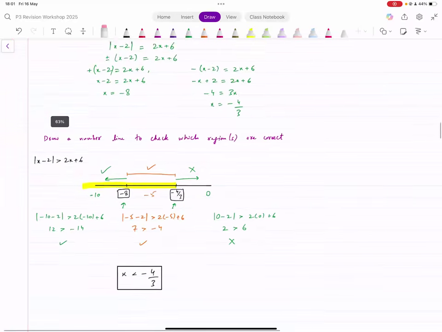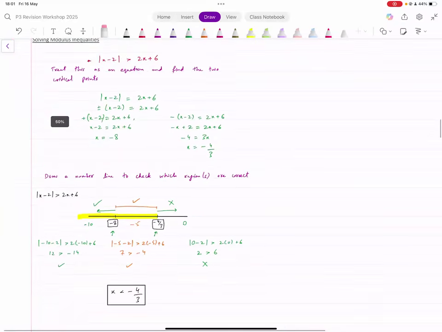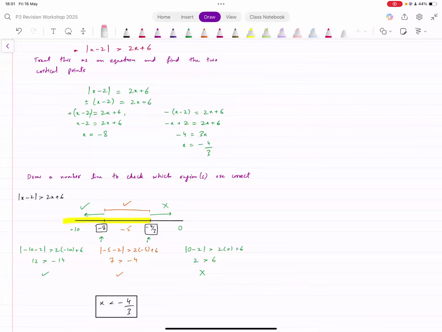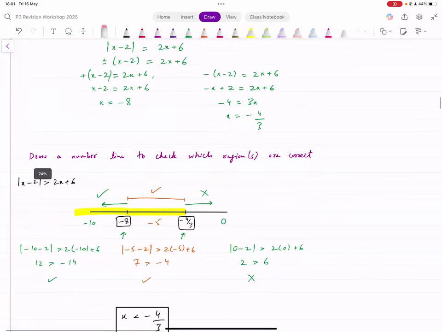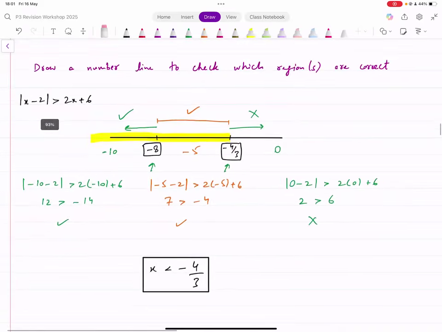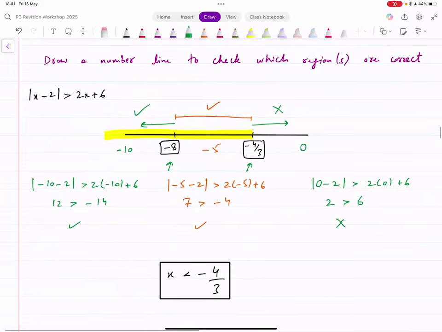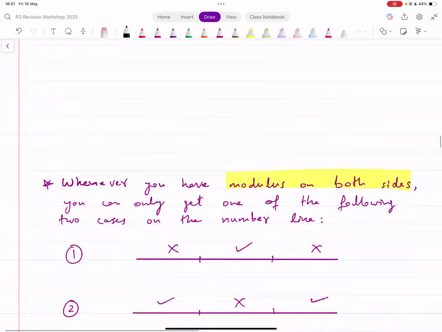So that's the process that we follow for solving modulus inequalities. We treat them as equations, solve that equation, draw a number line, take one number in each of the 3 regions that we've got, input them in the original inequality, and see which ones satisfy. The one that satisfies, that means that region is correct. And the ones that don't satisfy, that means that those regions are not correct. And based on that, you write down the solution of that inequality. And that's how you solve this.